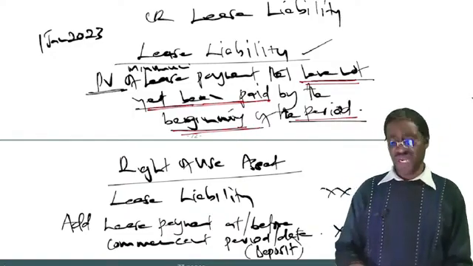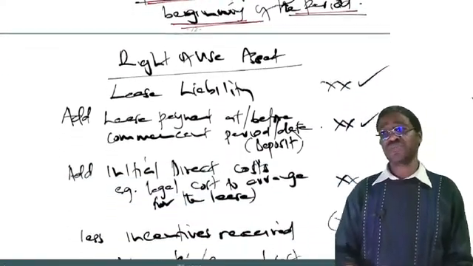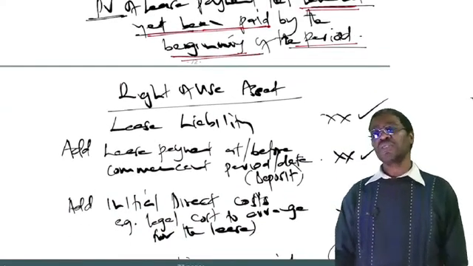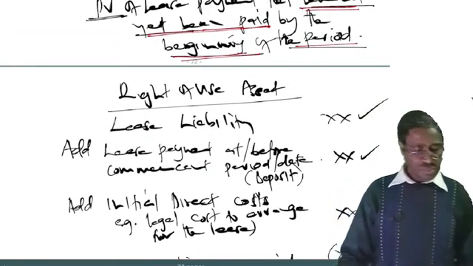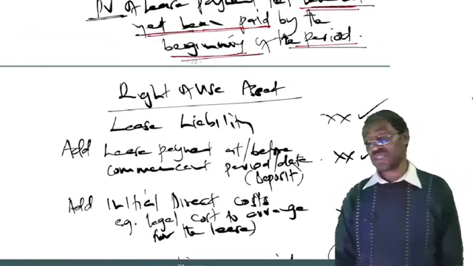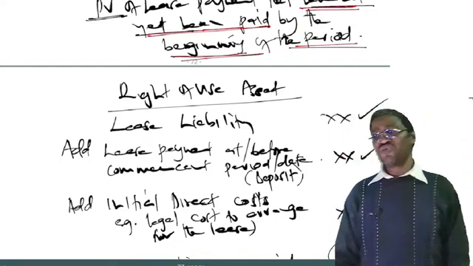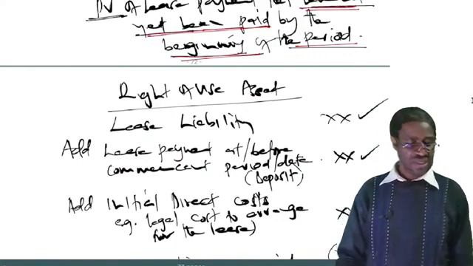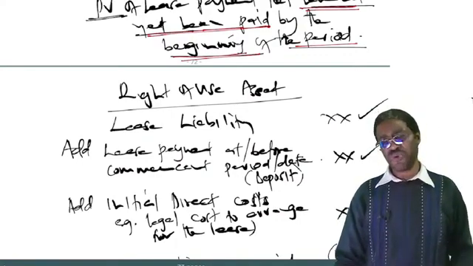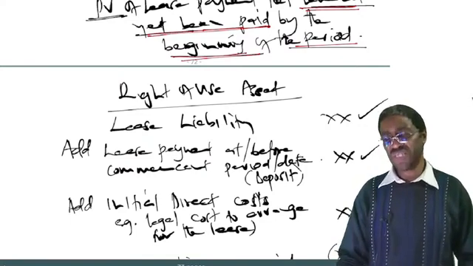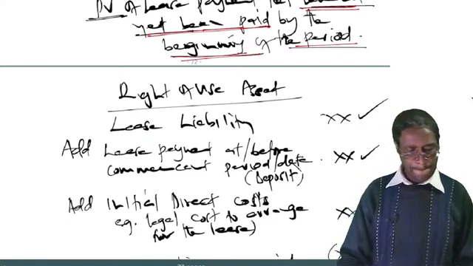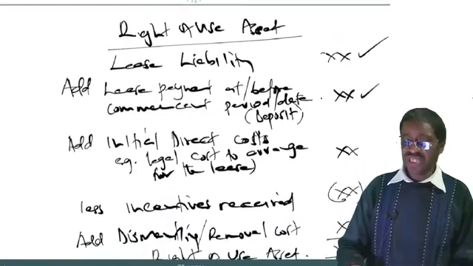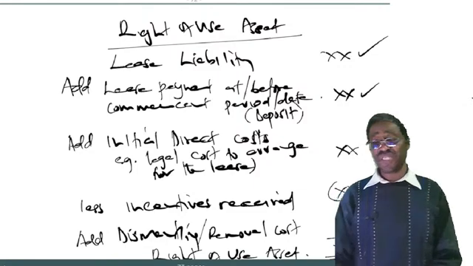Good. Now we go to the right of use asset. Have another subheading: right of use asset. Then you say this amount is determined as follows. Just copy this. There is nothing to rub.